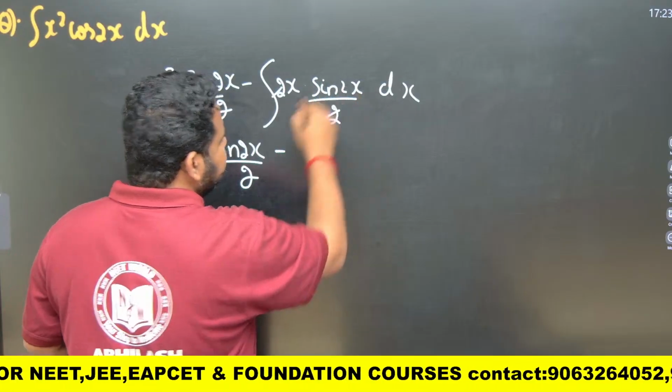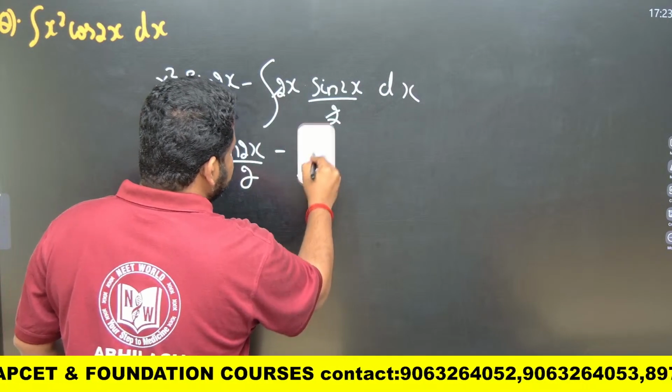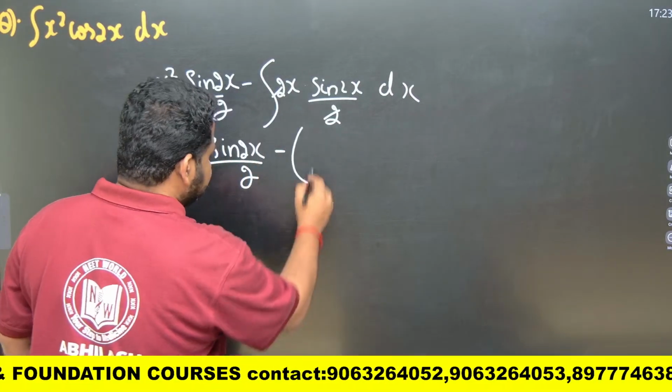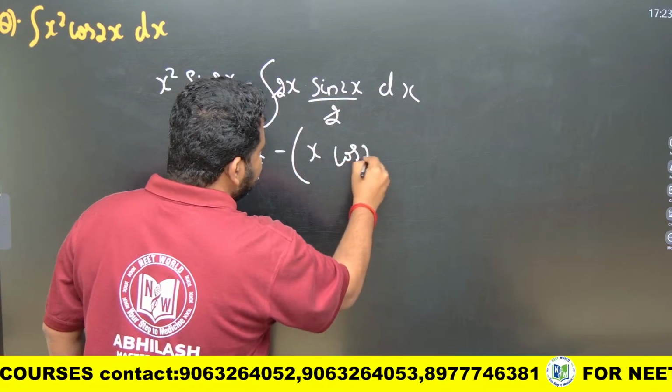Again for this I have to do integration by parts. If I do integration by parts, this will become x into the integral of sin 2x, which is minus cos 2x.